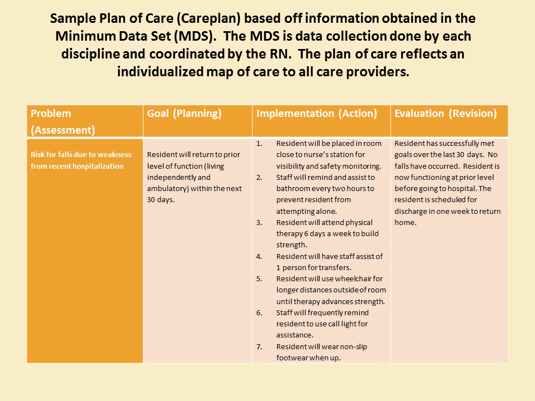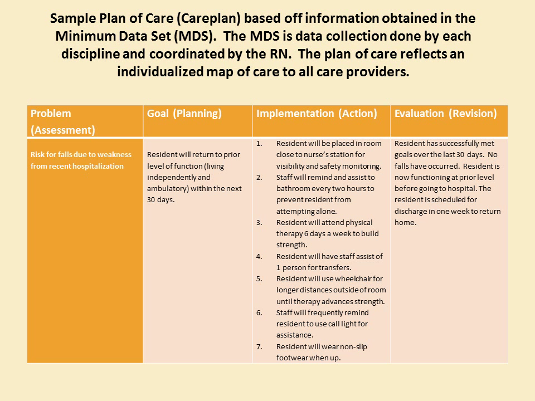So we want to plan a goal for them. The goal might be that the resident would return to their prior level of function within the next 30 days. Now these are goals and these are things that we would like to see happen, so this is what we'll be striving towards. In this scenario, in parentheses, it says this person was living independently and that they were ambulatory, which means they were able to walk. So now we know what they were able to do before they went to the hospital, and our goal is to get them back to that level.